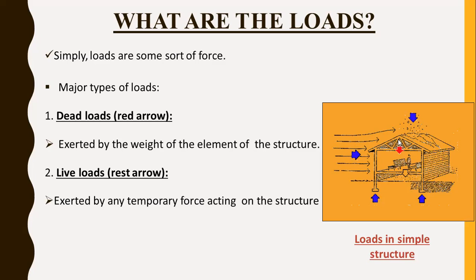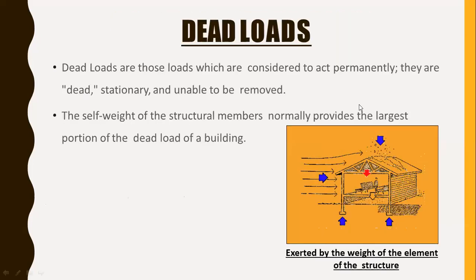The next one is live load, which is identified by the blue arrows. So the blue arrow is a live load. It is exerted by any temporary force acting on the structure. It means if wind force is coming from any direction and applied on the structure, all of these are considered as live load.